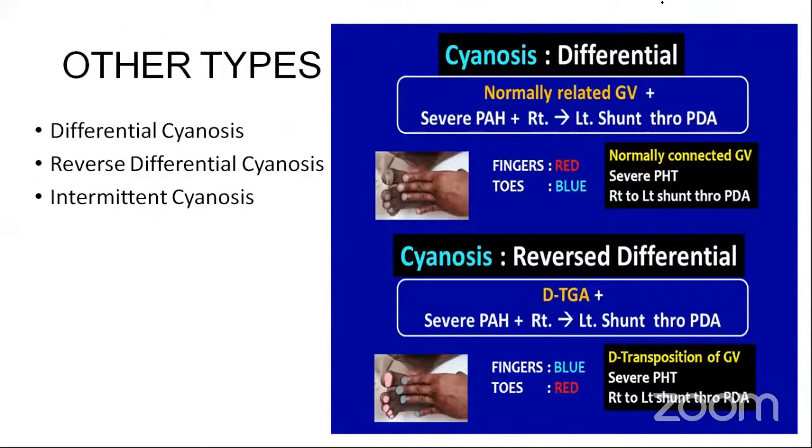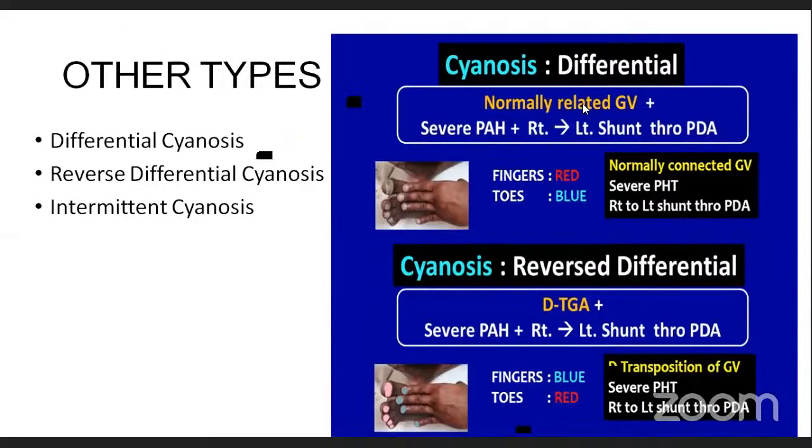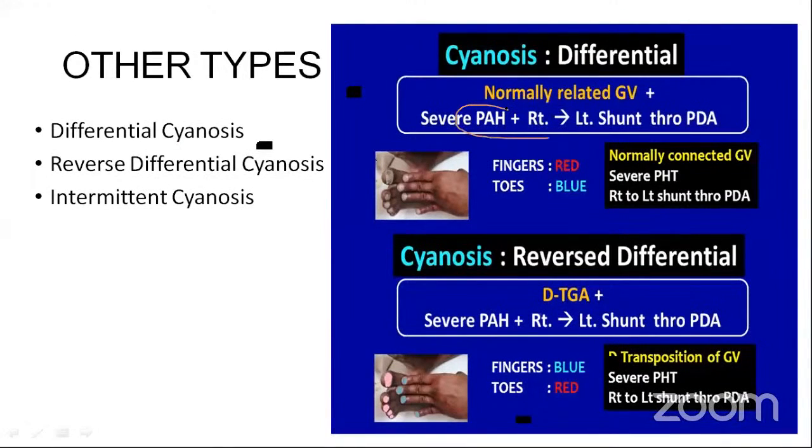So you see, there are normally related great vessels, severe PAH on the right. So there is going to be a right to left shunt through the PDA. So there's going to be a severe pulmonary hypertension. So the fingers will be red, the toes will be blue. This is exactly what is shown here. So the upper limb is fairly normal, lower limb is fully dusky and cyanosed.